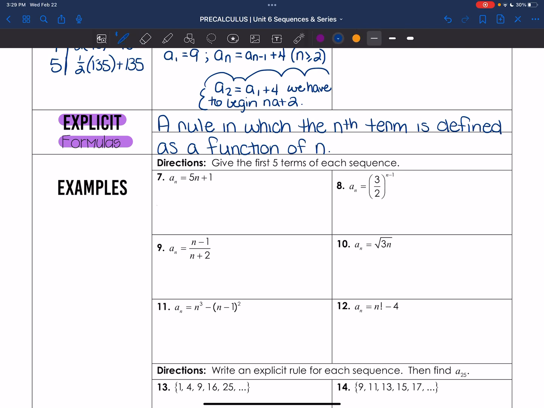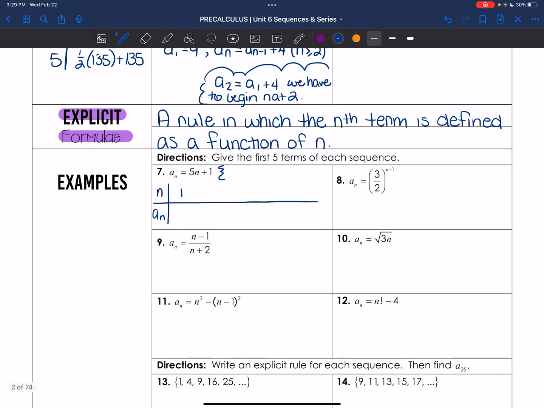Let me make this nice and neat here for you. And we'll put our answers up here. So we'll begin at n being 1. So what do we do to find that first value? We would just take our function and plug in that value for n, which is going to give us 6. So we know our first value is 6.